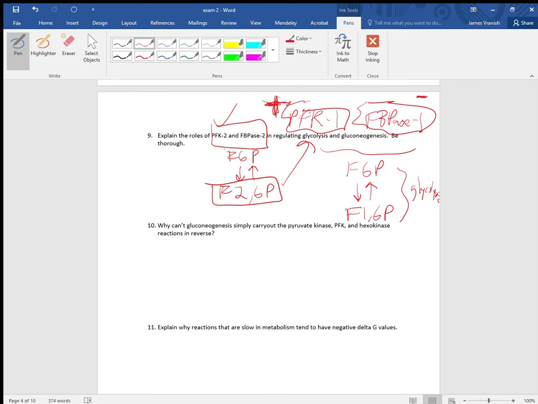So you had to say something about PFK2, FBPase2 making fructose 2,6-bisphosphate, and then say something along the lines of it activating PFK1 and inhibiting FBPase1, or activating glycolysis, inhibiting gluconeogenesis, something along those lines. That's what I was looking for there. All right, number 10, this is one everyone did pretty well on. Why can't gluconeogenesis simply carry out the pyruvate kinase, PFK, and hexokinase reactions in reverse? Because their delta Gs are negative, they're irreversible enzymes, something along those lines there.